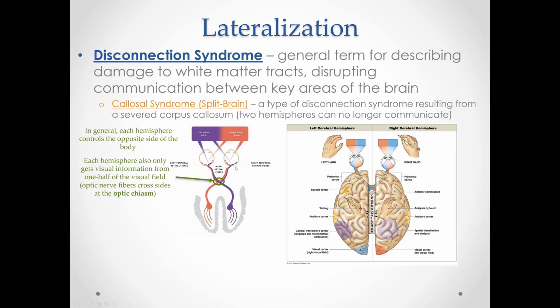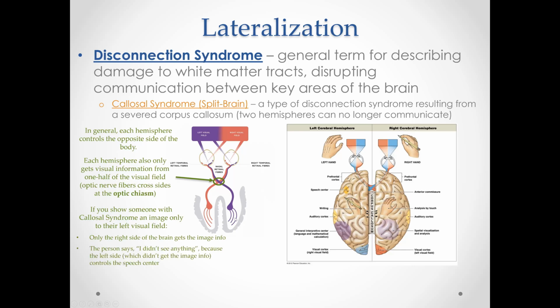So this is a case where your eyes share information, but the brain ends up only seeing either the left visual field or the right visual field, but not both, unless the two hemispheres can communicate. In a person with callosal syndrome or split brain syndrome, if you show them an image only to their left visual field, meaning only their right brain is getting the image info, none of that image info goes to the left brain. So the person will say, I didn't see anything, because the left side, which didn't get to see the image, controls the speech center. This is the side of the brain that controls you talking. The right brain saw it, but the right brain can't access the speech center if the corpus callosum is cut.